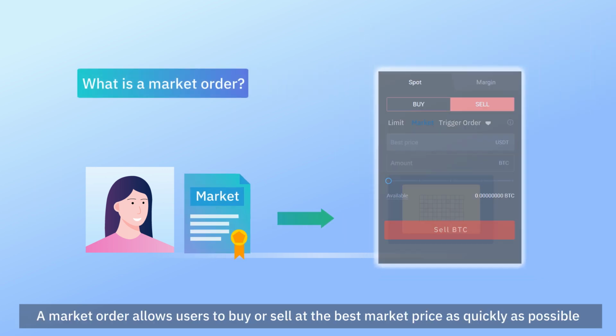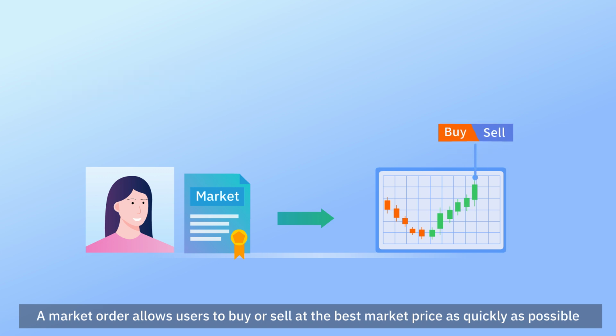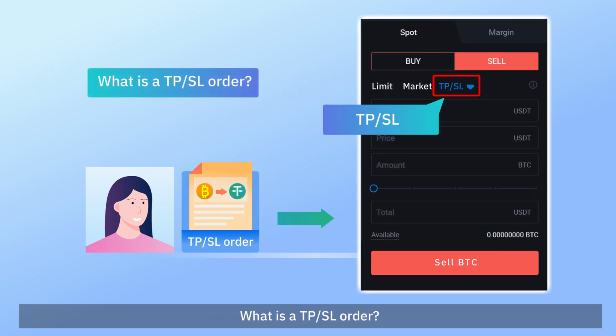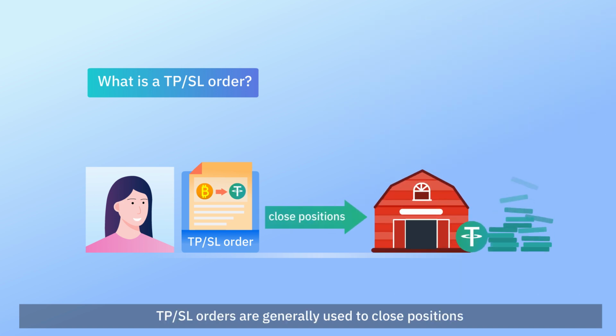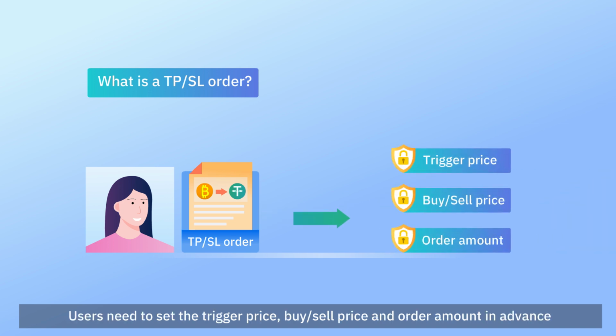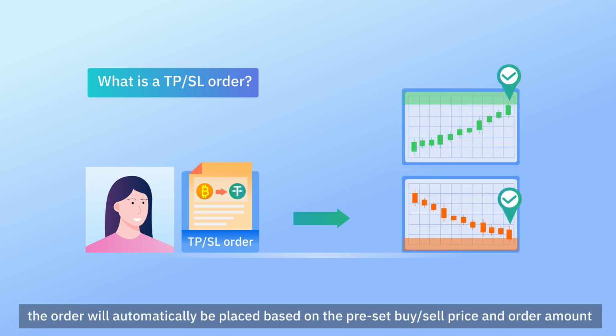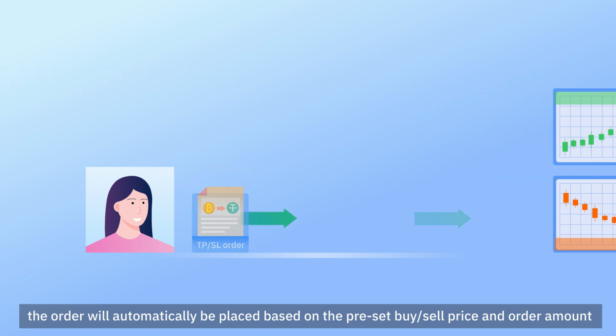A market order allows users to buy or sell at the best market price as quickly as possible. What is a TPSL order? TPSL orders are generally used to close positions. Users need to set the trigger price, buy or sell price, and order amount in advance. When the market price reaches the trigger price, the order will automatically be placed based on the preset buy or sell price and order amount.